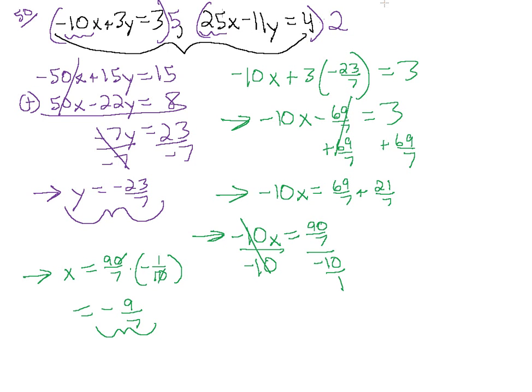Now let's write our exact solution for our system of equations. We have minus 9 over 7, and we have y right there, minus 23 over 7. So this is the point that lies in quadrant 3 where our two lines intersect. This is the intersecting point. It's the solution to this system of equations.